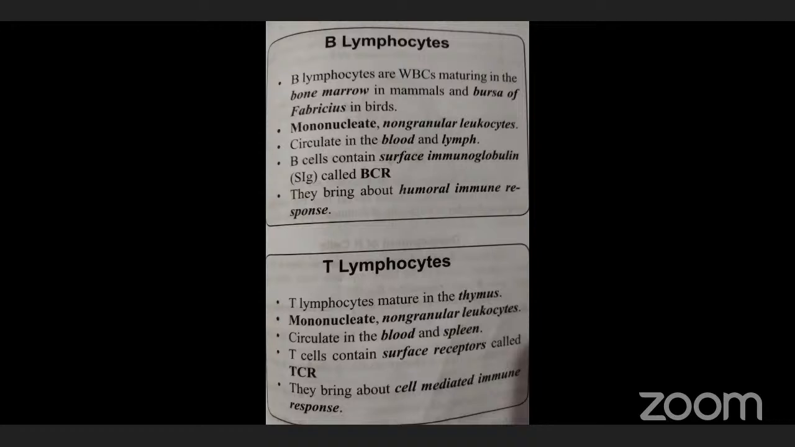Next, important functions you should know. T helper cells, as I told just now, are a class of WBC that stimulate the B cells, indirectly supporting the immune system.